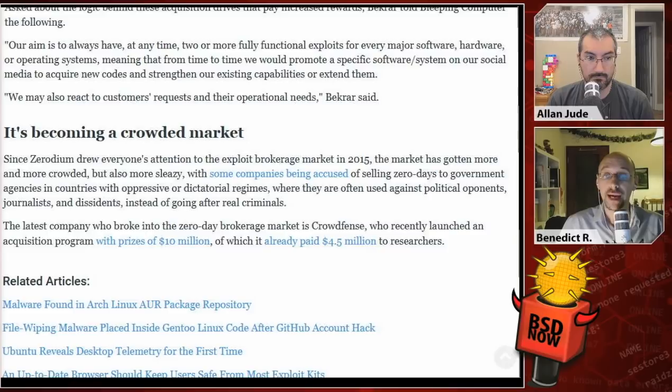Asked about the logic behind these acquisition drives that pay increased rewards, Bekrar told Bleeping Computer the following. Our aim is to always have, at any time, two or more fully functional exploits for every major software, hardware, or operating system, meaning that from time to time, we would promote a specific software or system on our social media to acquire new codes and strengthen our existing capabilities or extend them. We may also react to customers' requests and their operational needs.